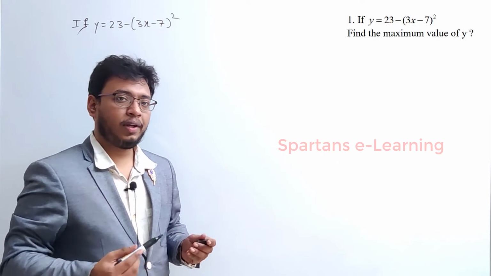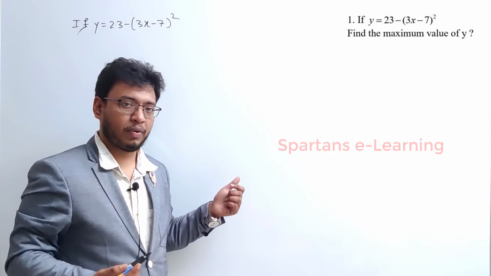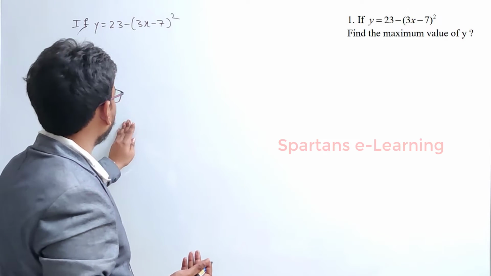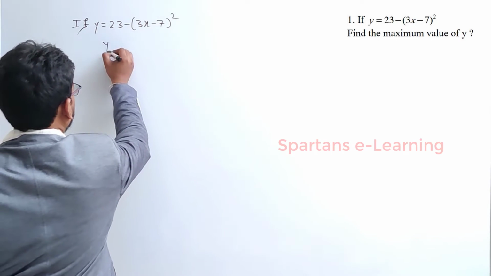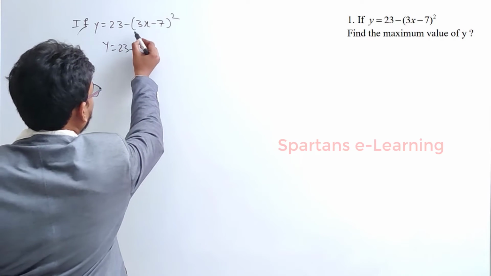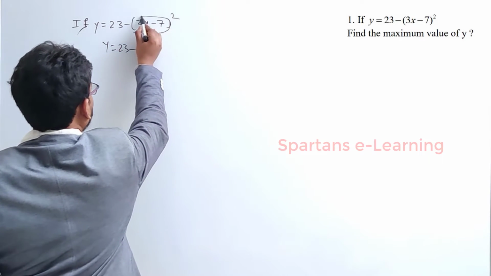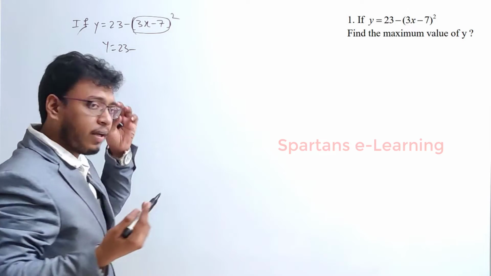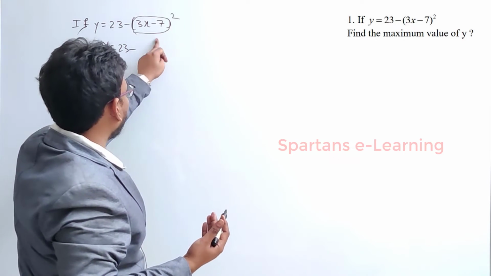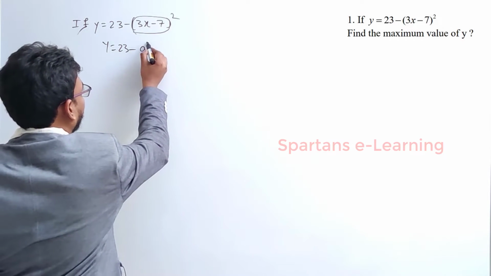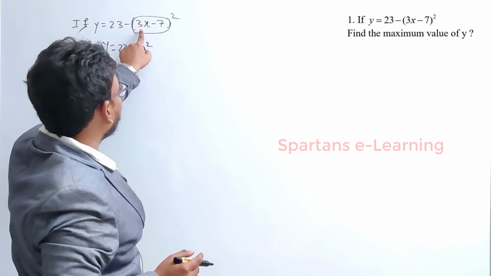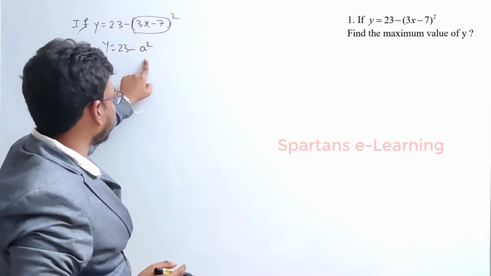Okay. Now we will discuss the same question in a second way, and that will be a much faster way. See here, your y is equal to 23 minus this whole thing, right? I can take this one as a. Let us take this particular whole thing as a. So it will be a square, where a is nothing but 3x minus 7. So I can write it like this.